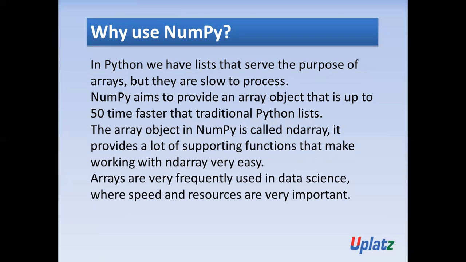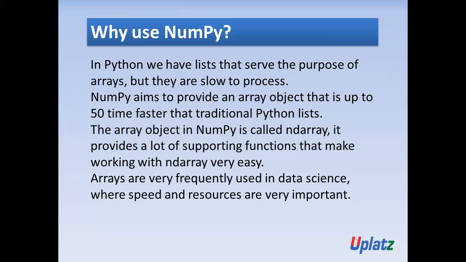So in Python, we have lists that serve the purpose of arrays, but they are slow to process. NumPy aims to provide an array object that is up to 50 times faster than the traditional Python list. So it's very good. It is approximately up to 50 times faster than the Python list. The array object in NumPy is called ndarray.